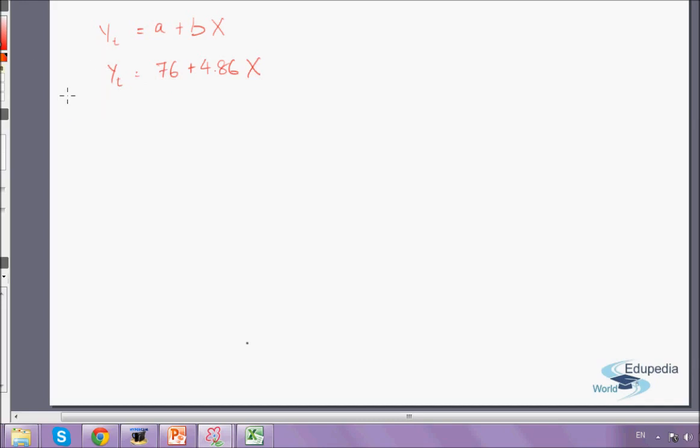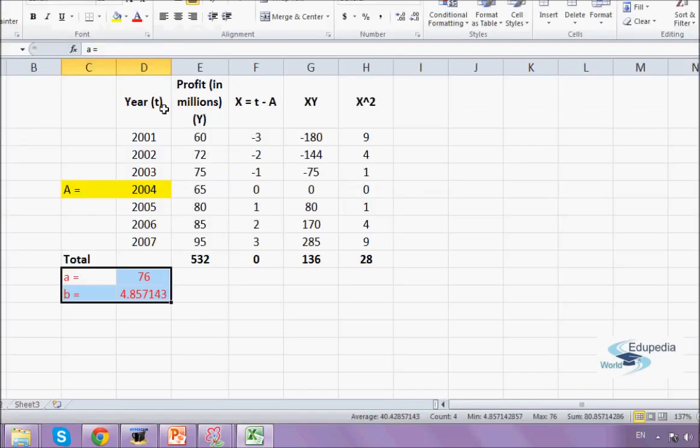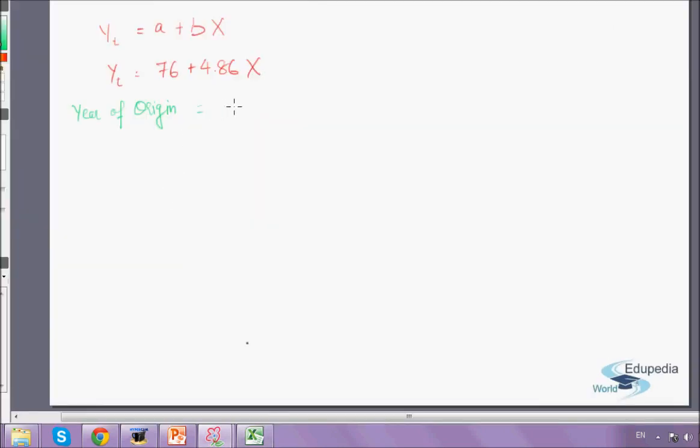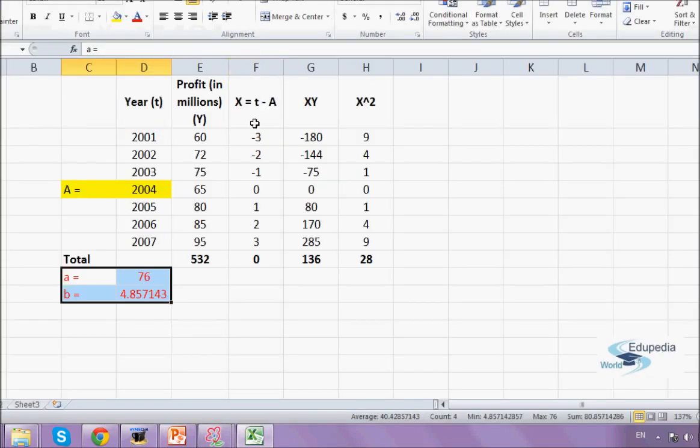So my year of origin, what is the year of origin in our case? Exactly, the year of origin is the middle value which we have here, which is 2004. Okay, so year of origin is 2004 in our case. What else do we need to write? We need to write the unit of x. X we see gives us the year, and we see it's changing every year. The value of x is changing by 1 unit.